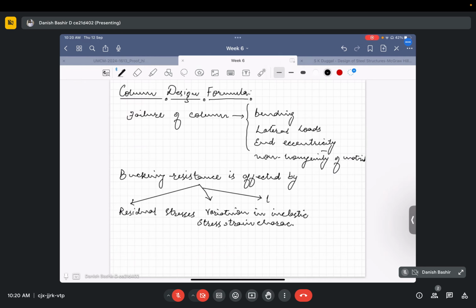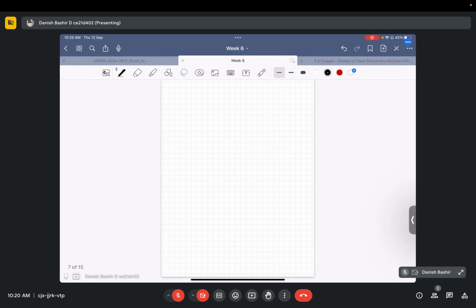Another is local buckling. Then another is shape of cross section. Okay, these are the different factors that affect the strength of the column.